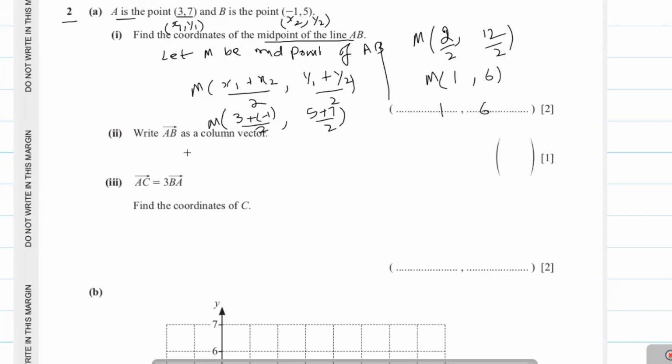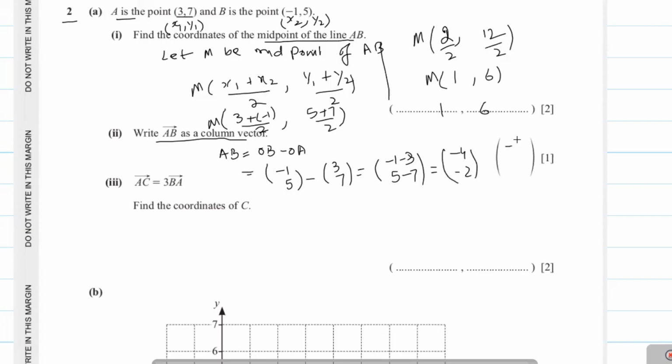We write here 1, 6. Next, write the AB column vector. The AB column vector is equal to OB minus OA. The column vector OB will be (-1, 5), and for the column vector of OA, the coordinate of A is (3, 7). Therefore, the column vector will be (3, 7). And we can write this as (-1 - 3, 5 - 7), and this will be equal to (-4, -2). And this is the answer of column vector AB.